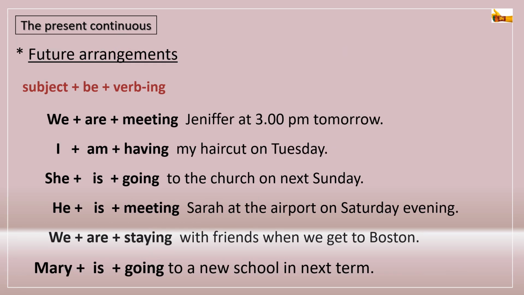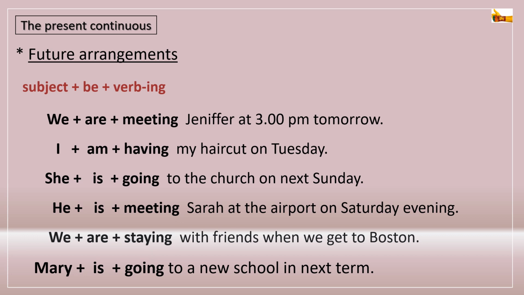English speakers often use the present continuous tense to talk about future arrangements. A future arrangement is a plan that you have decided and organized with another person. This means that we are planning to do something in the future and it involves another person or business.